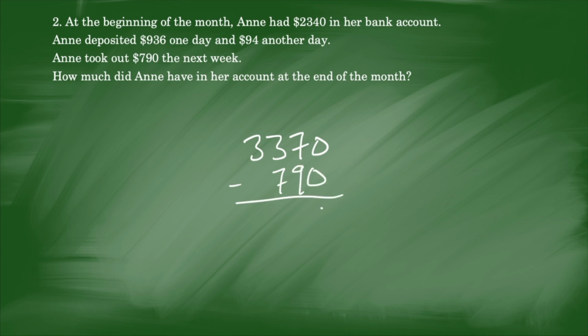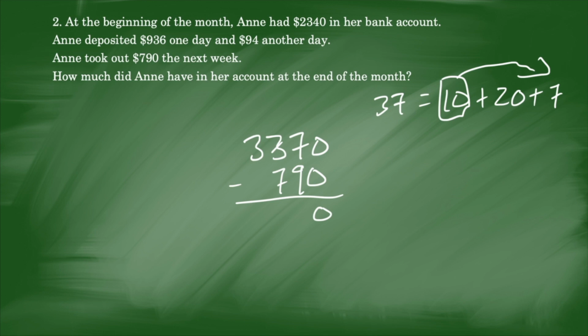Zero minus 0, 0. 7 minus 9, not possible. So borrow, since this is actually 37, let's borrow a 10. 10 plus 20 plus 7. Give this 10 to that 7. So he becomes a 2, and he becomes 17. So now we have instead 17 minus 9, which would give us 8.